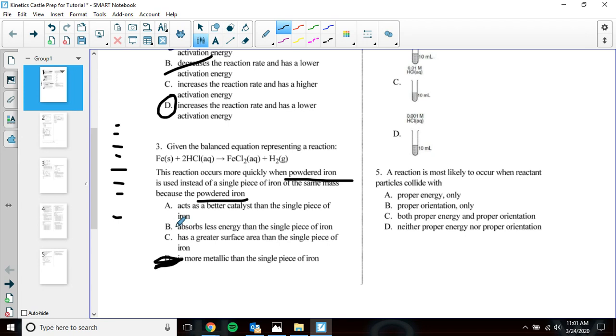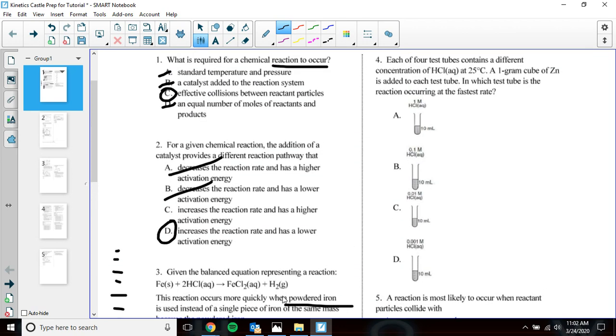Absorbs less energy than a single piece of iron. I don't know anything about that. Acts as a better catalyst. It's obviously not a catalyst if I just powder it. What I've done is I created greater surface area than a single piece of iron. I've made it so the insides are now exposed to whatever it's reacting with.